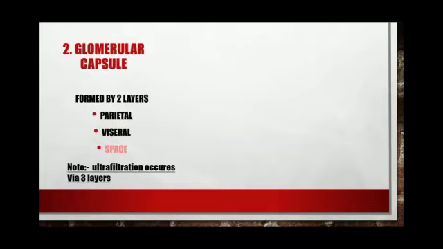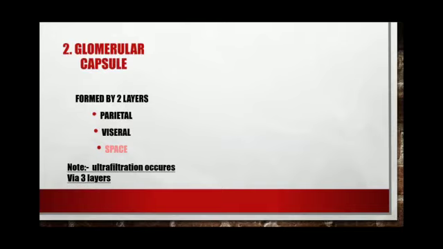The glomerular capsule is also called the Bowman's capsule. It encloses the glomerulus. It is formed by two layers, the outer parietal layer and the inner visceral layer. The space between them is called the Bowman's space. Further, it continues with the renal tubules.